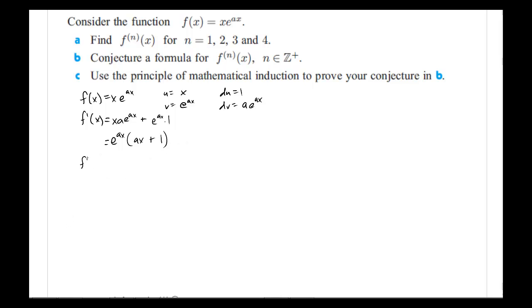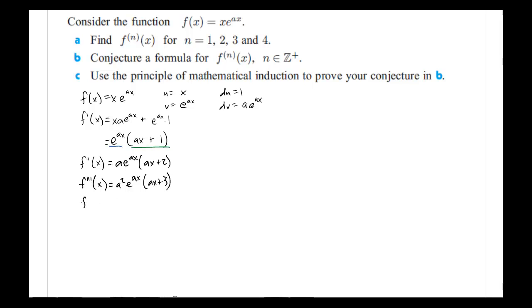We can go ahead and we can do the second derivative the same way. Again, we've got u, which can be e to the ax, and v, which can be ax plus 1. And you can go through a similar process. I'm just going to go ahead and write them down here to save us a little bit of time. So when I did this, I ended up getting a e to the ax times ax plus 2. And then I got the third derivative. So when n equals 3, I got a squared e to the ax times ax plus 3.